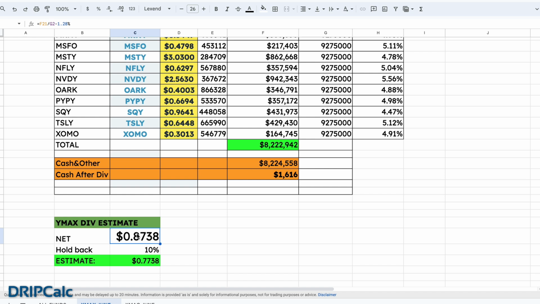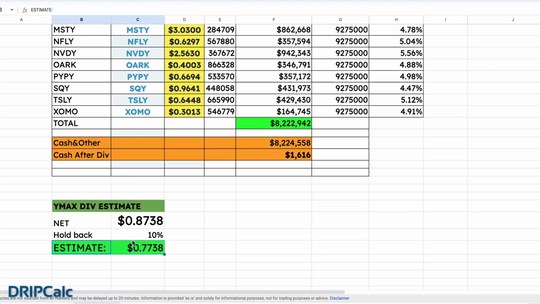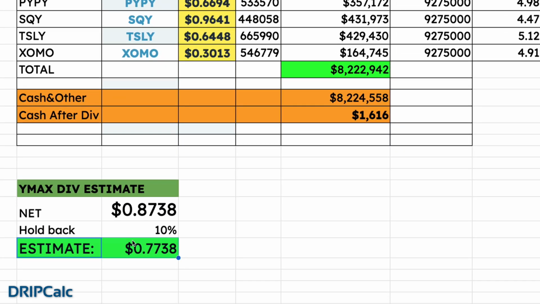And the way we get it is we take this number, the total dividends they collect, and divide it by the number of shares outstanding. We get 87.38 cents. All right, so will we get the full amount? Probably not. So I estimate they will hold back for future reserves about 10% of this amount. So my estimate right here is 77.38 cents for the month of June. Okay, I'll make it a little bigger so it's easier to see right here. All right, so that's my estimate.